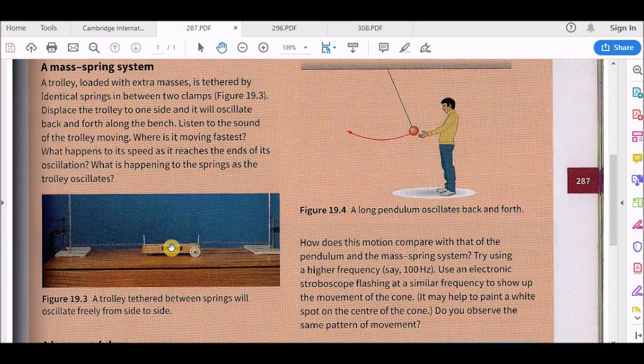So you can pull it to either end. Let's say we pull it this way and we release. Then what will happen? It will go like this, like this, like this, and eventually due to friction there is damping. Okay, so damping means the amplitude becomes less and less, and eventually it will become 0. Okay, so a trolley loaded with extra masses is tethered by identical springs in between 2 clamps. You can see here there is one G clamp, and over here there is another G clamp.